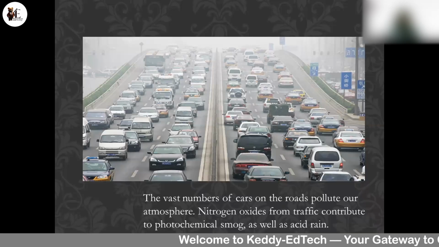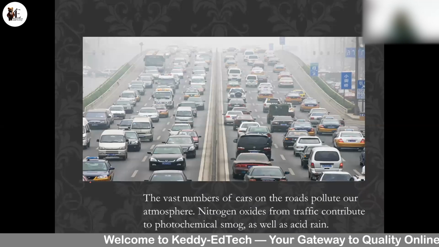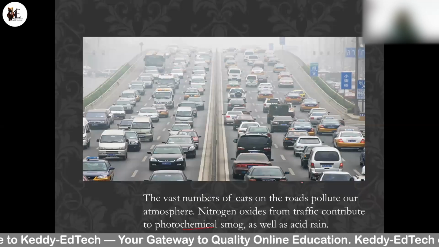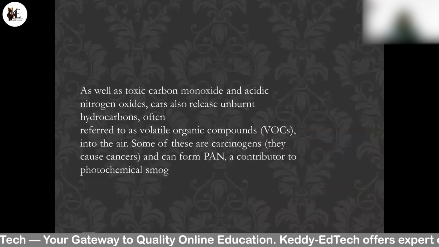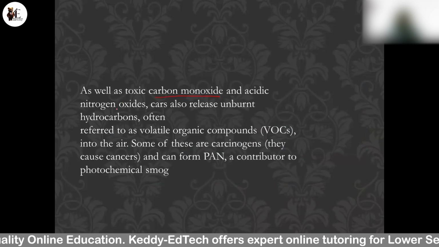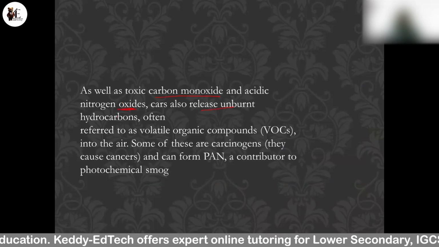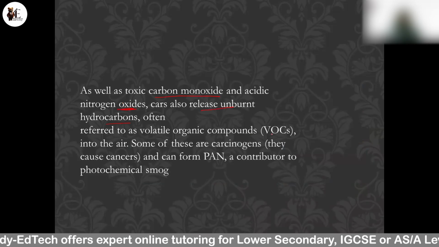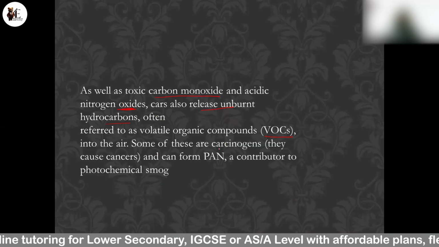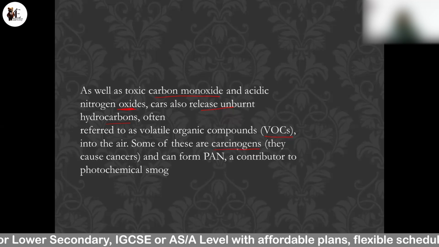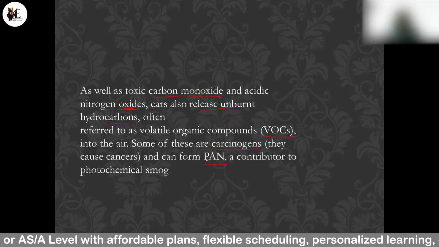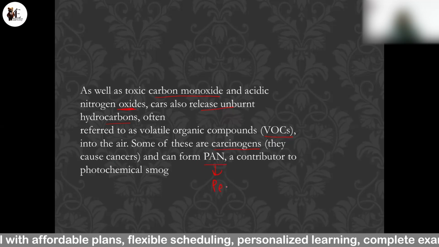In the last class, we were discussing the nitrogen oxides which are released from car exhaust. They contribute to photochemical smog as well as acid rain, as well as toxic carbon monoxide and acidic nitrogen oxides. They also release unburned hydrocarbons, which are known as VOCs. VOCs means volatile organic compounds, into the air. Some of these are carcinogens. Carcinogens means a compound which can cause cancer, and they can form PAN, peroxyacetyl nitrate, a contributor to photochemical smog.